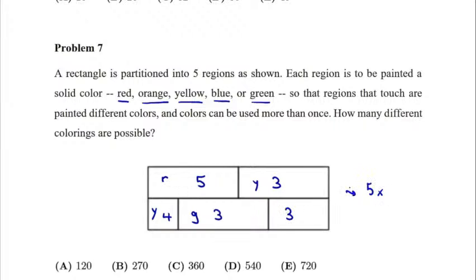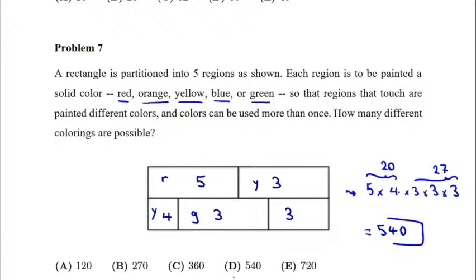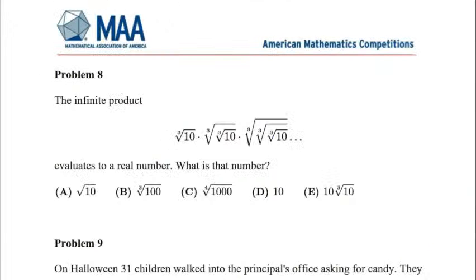So the answer is 5. For each of these 5 colors, all these 4 colors are good. For each of these 4 colors, all these 3 colors are good. Times 3 times 3. 3 times 3 times 3 is 27. 5 times 4 is 20. 20 times 27 is 540. So the answer is D.